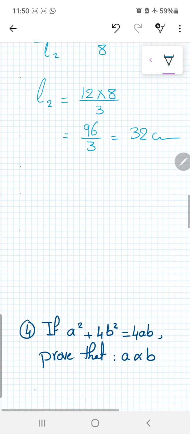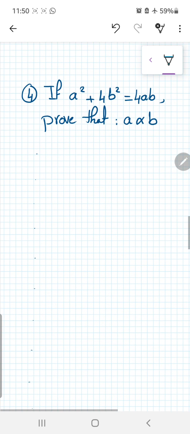Okay, another example. Here is the converse. We get the relation and want to prove that A varies with B.